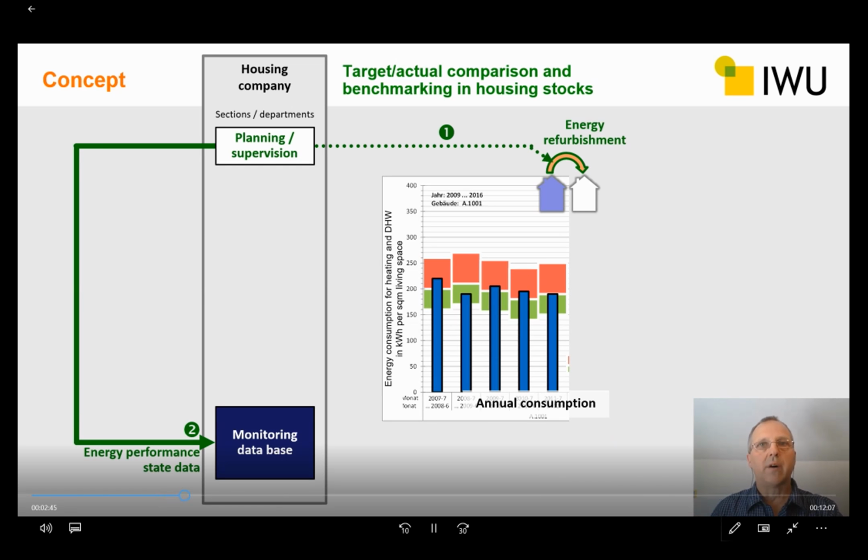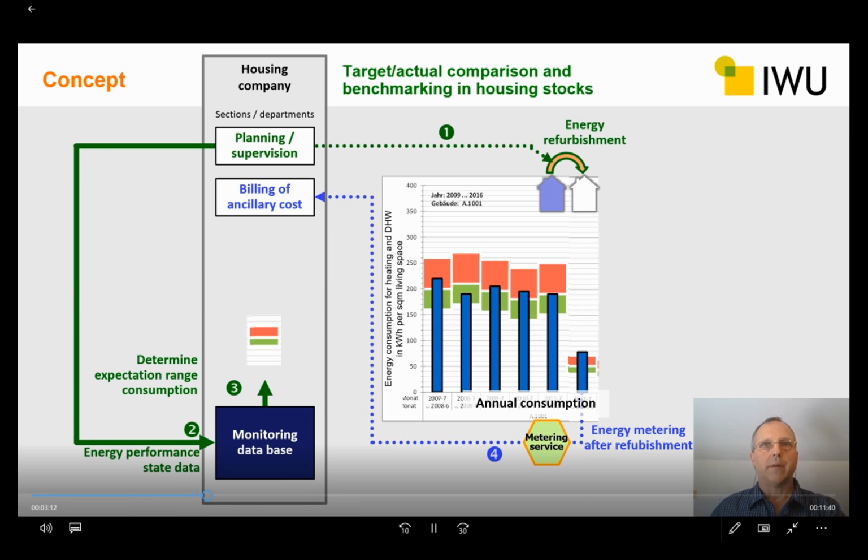The new element is now that we store specific information about the energy performance of the building, about the theoretical energy performance, about the thermal envelope, about the heating system in a monitoring database. This enables us to determine the expectation range for the energy consumption. Now, the refurbishment has taken place, the energy consumption is on a new level, and the heat billing is performed as the years before. This is as usual.